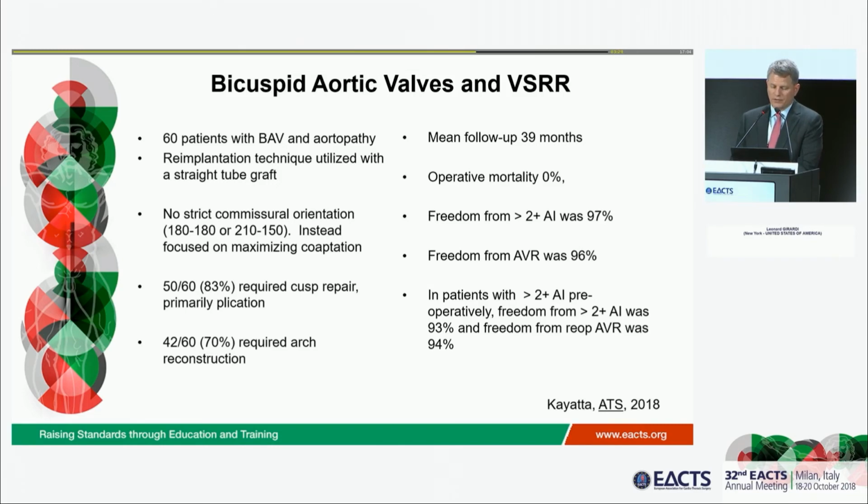85% required cusp repair, primarily plication, and a large number of their patients required arch reconstruction as well. Mean follow-up, again, a little over 3 years. Once again, operative mortality, a very safe operation, 0%. And the freedom from AI at the 3.5 years was greater than 97%, and the need for reoperation was quite low. It did not matter whether the patient with a bicuspid valve came in with more than 2+ AI or not, it did not have any long-term effects on outcome. So there too, I think in the right highly selected patients, as you saw from Dr. Bavaria's talk, there are people who you go in with the best of intentions and you find a valve that's not right. But in highly selected patients like this, I think you can get good outcomes.